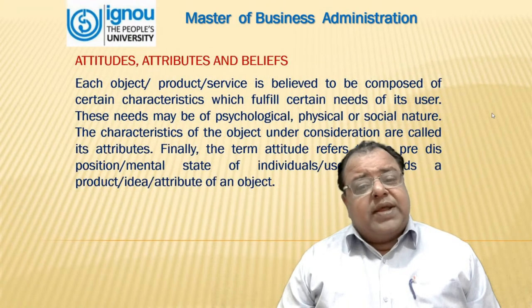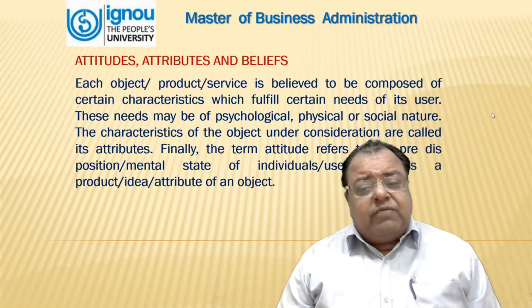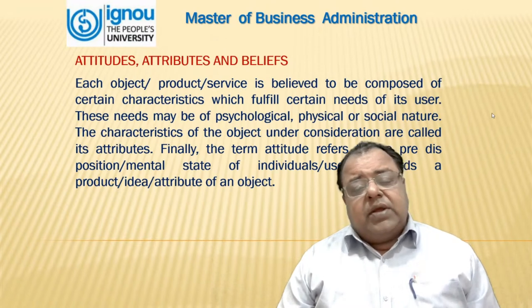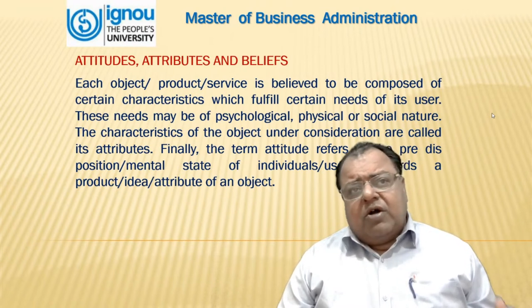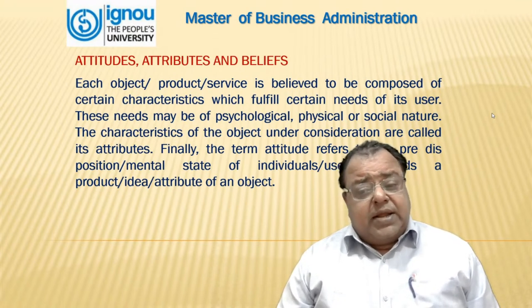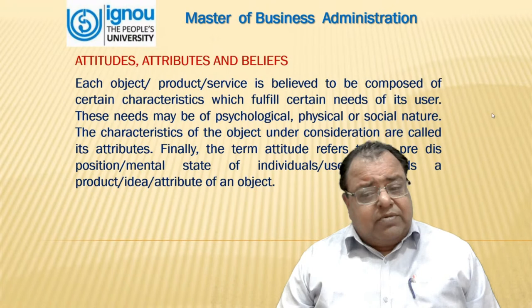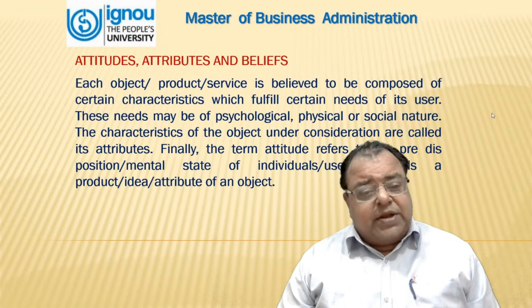Attitudes, attributes, and beliefs. Each object, product, or service is believed to be composed of certain characteristics which fulfill certain needs of its user. These needs may be psychological, physical, or social in nature. The characteristics of the object under consideration are called its attributes. Finally, the term attitude refers to the predisposition, the mental state of individuals, users towards a product, idea, or attribute of an object.